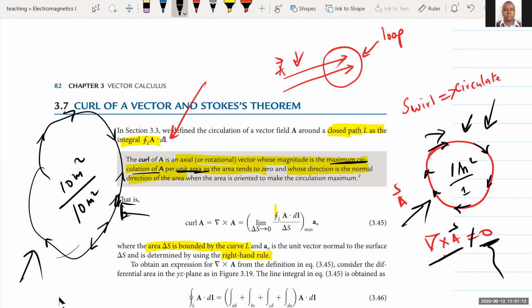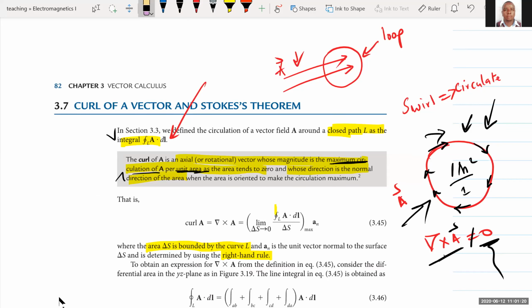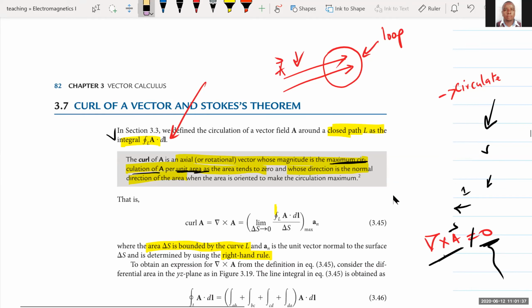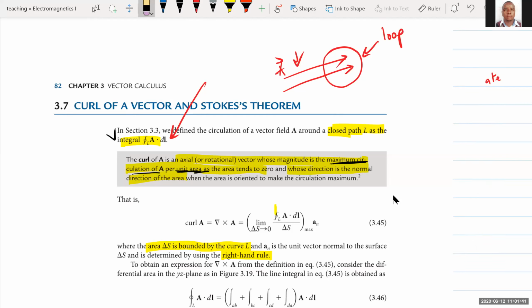When we now say, okay, let me try to be very clear here, that the direction of a vector A. So the idea is the vector is the one that is rotating, but the curl of that vector is going to be pointing normal to the surface. So that is my circulation, and my vector A is defined as rotating around that loop. But then that is, of course, the magnitude and the direction of A. When you do curl of A, the curl of A will be pointing outward.